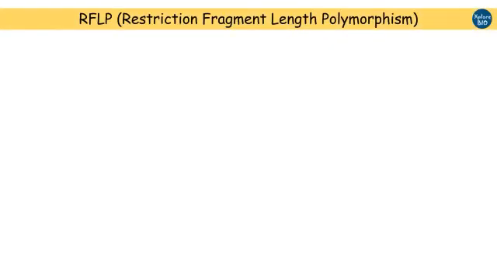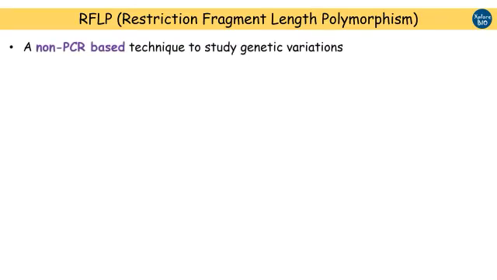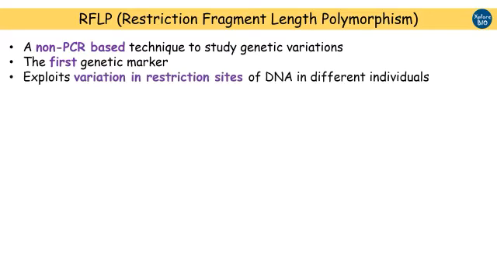RFLP, or restriction fragment length polymorphism, is a non-PCR based marker technique to study genetic variation in individuals. RFLP is the first marker in the history of molecular markers. It exploits variation in the restriction site of DNA in different individuals.